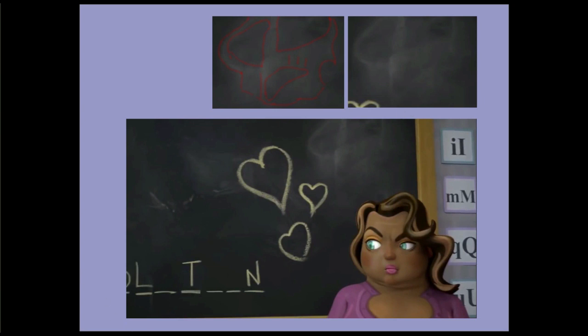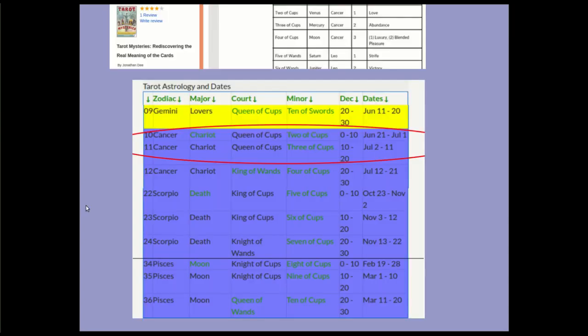Now, let's look at the calendar dates for the Two of Cups and the Three of Cups. The Two of Cups is in Cancer. There it is, Two of Cups. And the Three of Cups is in Cancer. The Two of Cups corresponds to June 21st to July 1st, and the Three of Cups corresponds to July 2nd through July 11th. In other words, your solstice eclipse through the buck moon are exactly in the Two of Cups to Three of Cups dates.